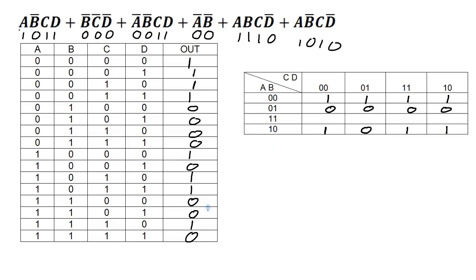1, 1, 0, 0 is 0. 1, 1, 0, 1 is 0. 1, 1, 1, 0 is a 1. It's this box over here. And the last row, 1, 1, 1, 1 is a 0.